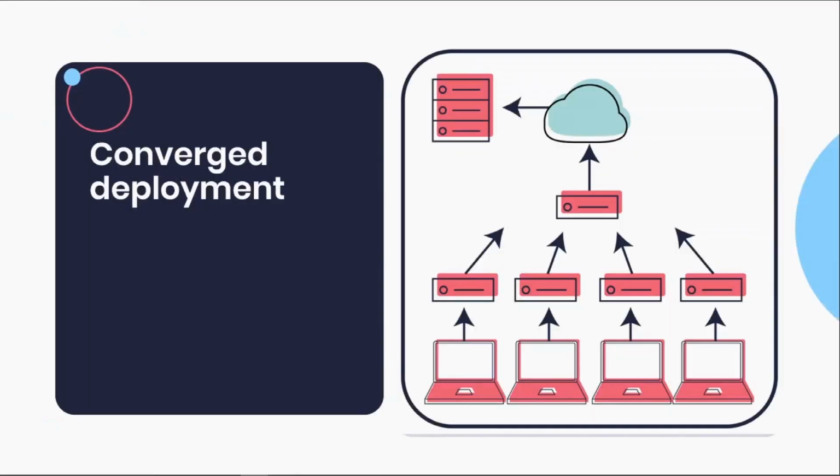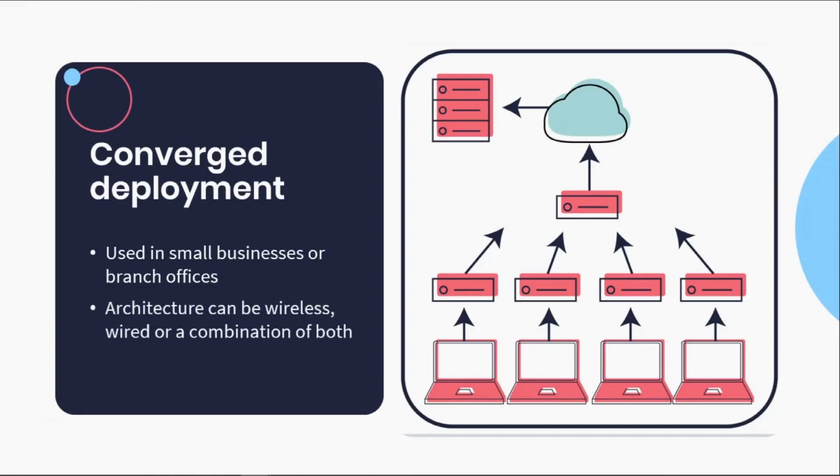Converged deployment is typically used in smaller businesses, campuses, or branch offices. The deployment architecture is either wireless or wired connections or a combination of both. The network policy is on the controller to efficiently manage unnecessary traffic queries, thereby implementing a single policy on both the wired and wireless traffic.